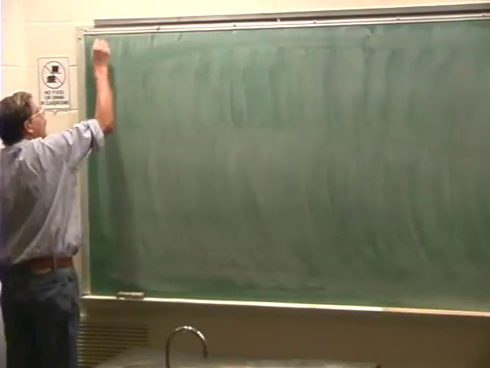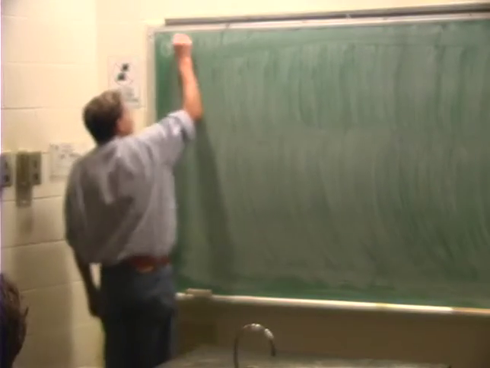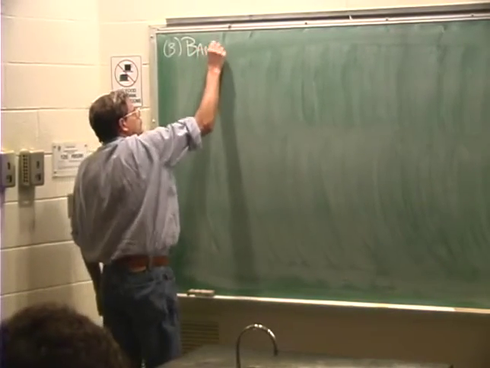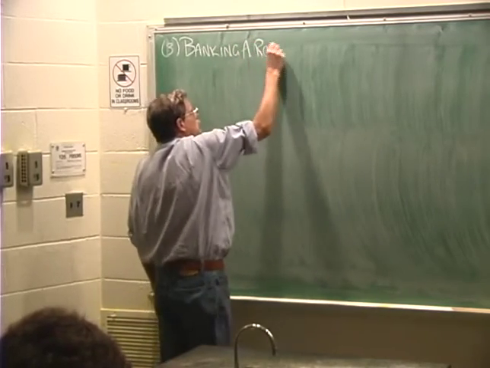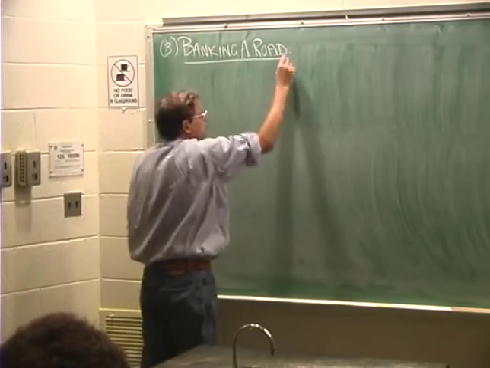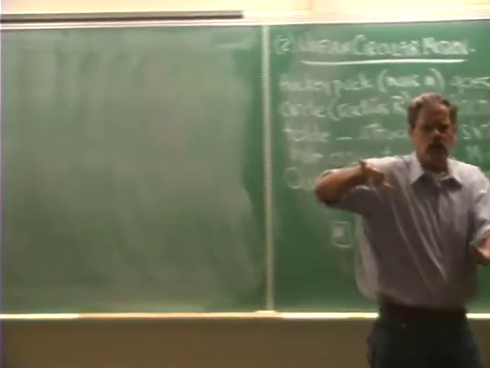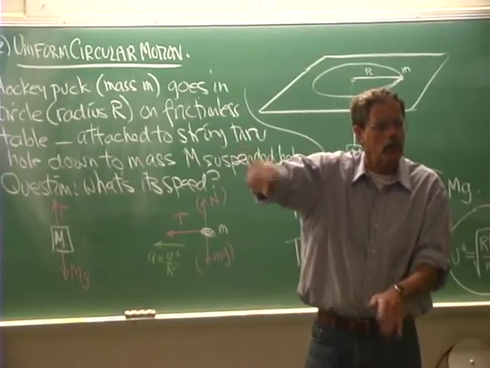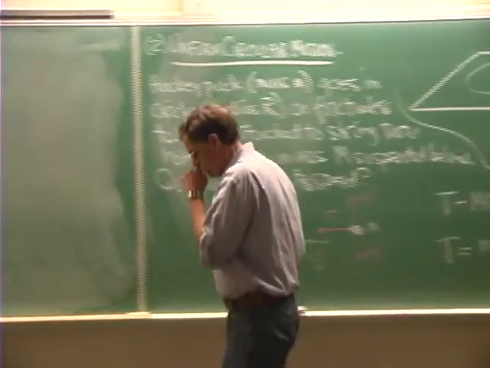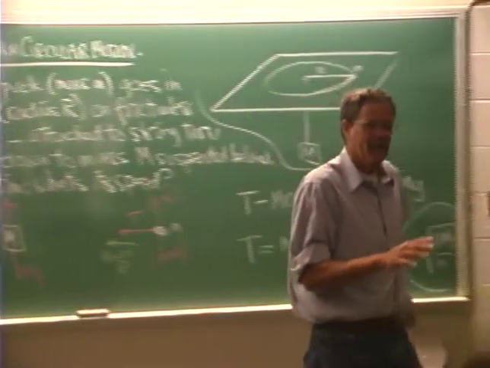Third example, a classic problem, banking of a roadway. When a road goes around a corner, they typically tilt the roadway, bank the roadway. Why do they do that? In England, they call it camber, by the way.